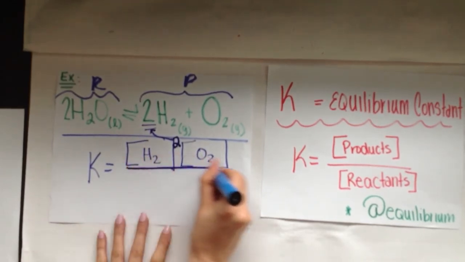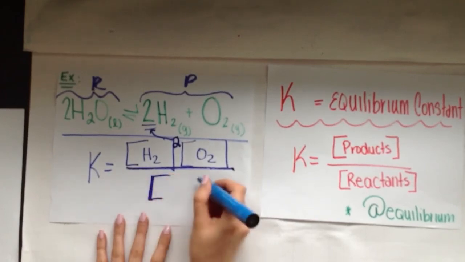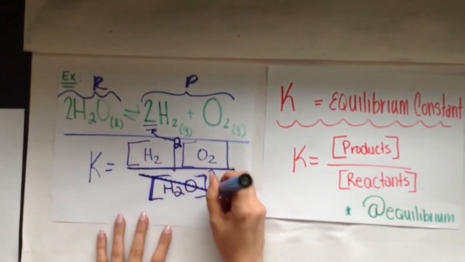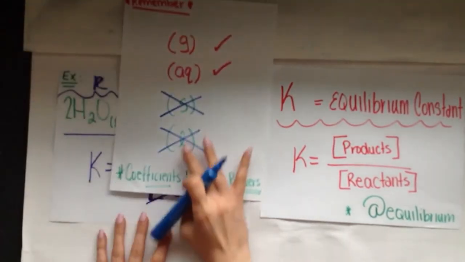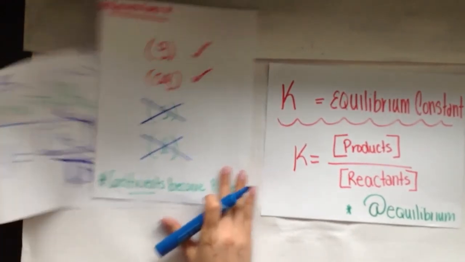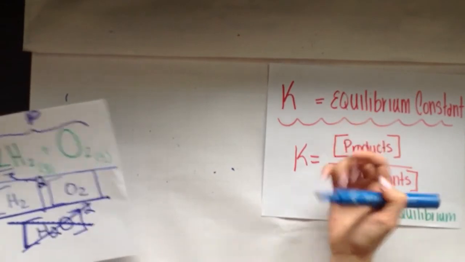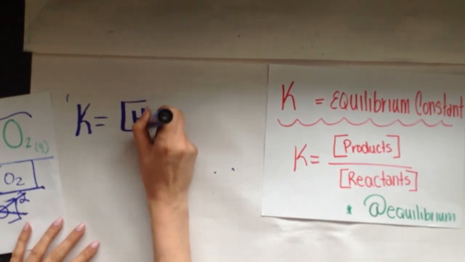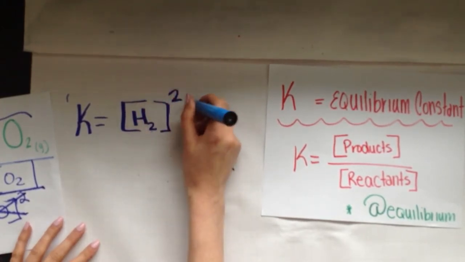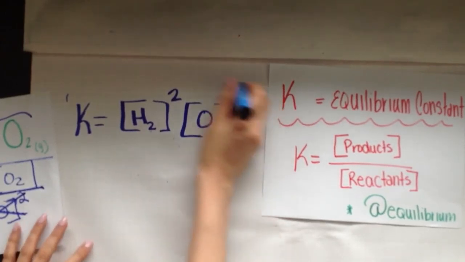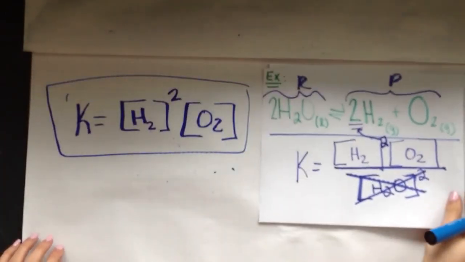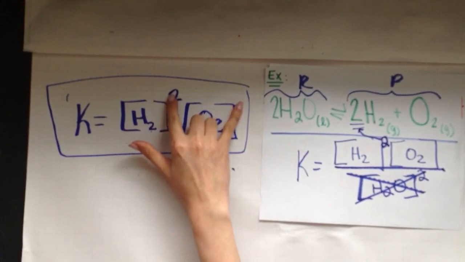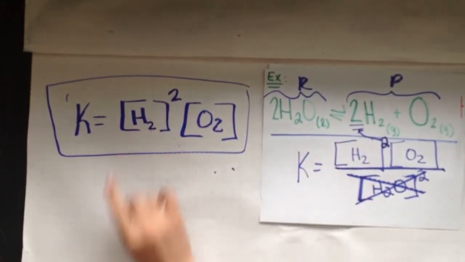Now, if you notice I put this division line, but is there anything to divide by? Should I put the concentration of water here raised to the second power? No, because water is a liquid, and if you remember from our rules, we don't put liquids. So how do I write this final equilibrium expression? Here is my equilibrium expression. It is just H2's concentration raised to the second times O2's concentration. That's the equilibrium expression for this balanced equation. Again, notice the subscripts do not become powers. The coefficients do. That's the end of the video.